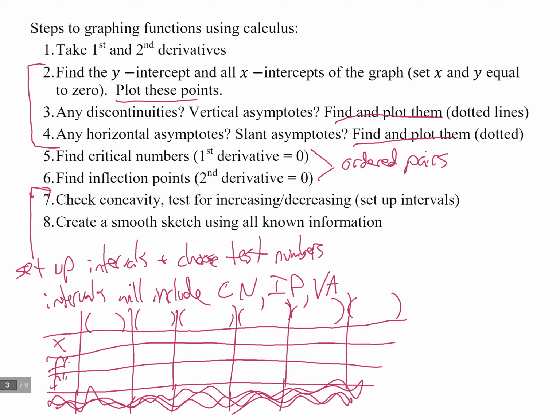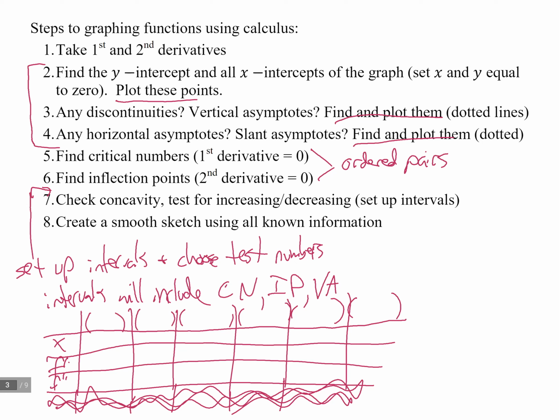Okay. So test number, f prime for increasing, decreasing, f double prime for concavity. Okay? So we got all of our intervals set up and we're ready to go. All right? Then what we're going to do is create a smooth sketch using all of our known information.